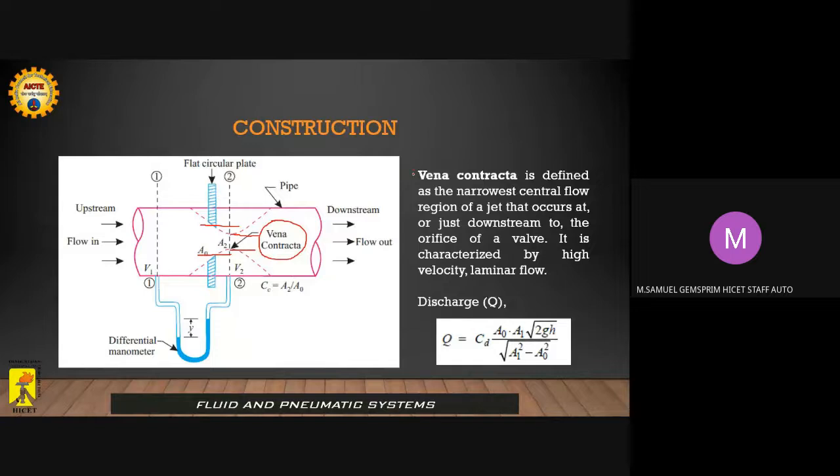So here we got the sentence about the vena contracta. Vena contracta is defined as the narrow central flow region of a jet that occurs at or just downstream to the orifice of a valve. It is characterized by high velocity laminar flow. So here the flow is laminar and it is of very high velocity. The peak velocity takes place only at vena contracta. So here the discharge is given by the formula Q is equal to CD into A0 into A1 root of 2gh divided by A1 square minus A0 square.